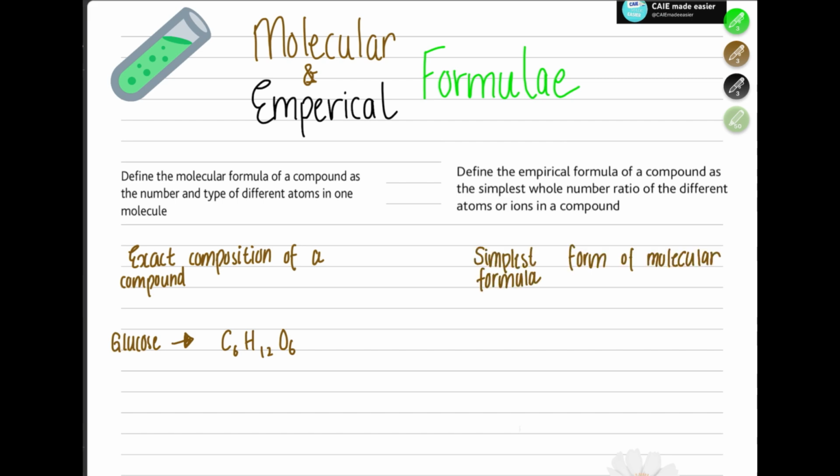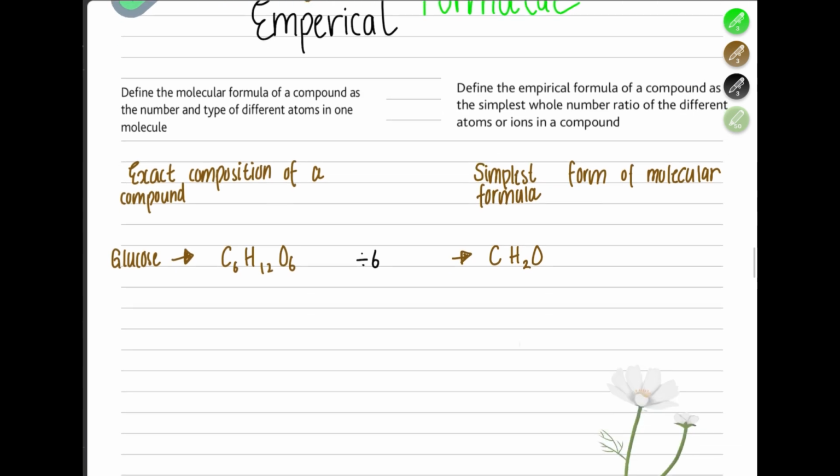Then, how do we find the empirical formula? We can divide this by 6, and we'll have C1H2O1, or CH2O. Do you see? This is the empirical formula. We cannot divide this further. Let's look at another example.